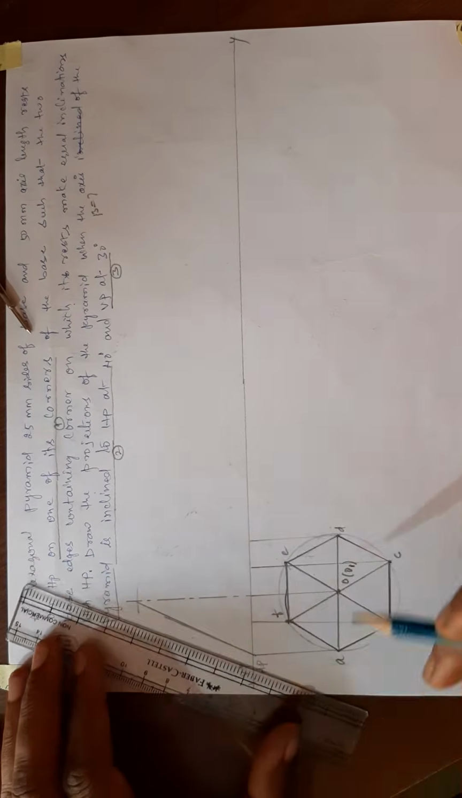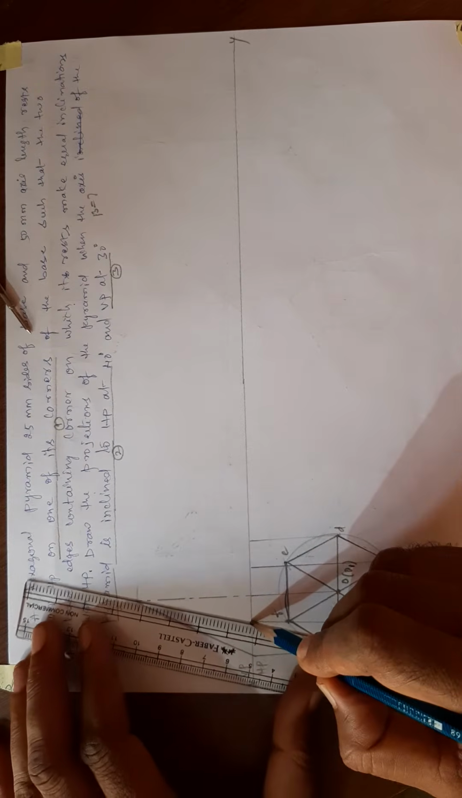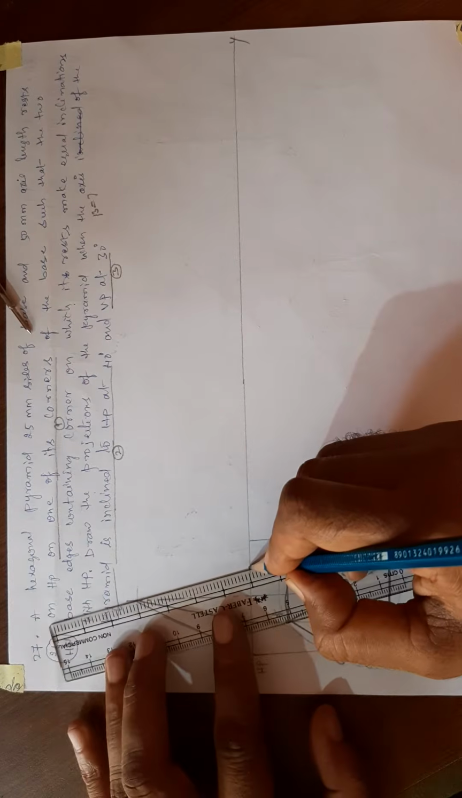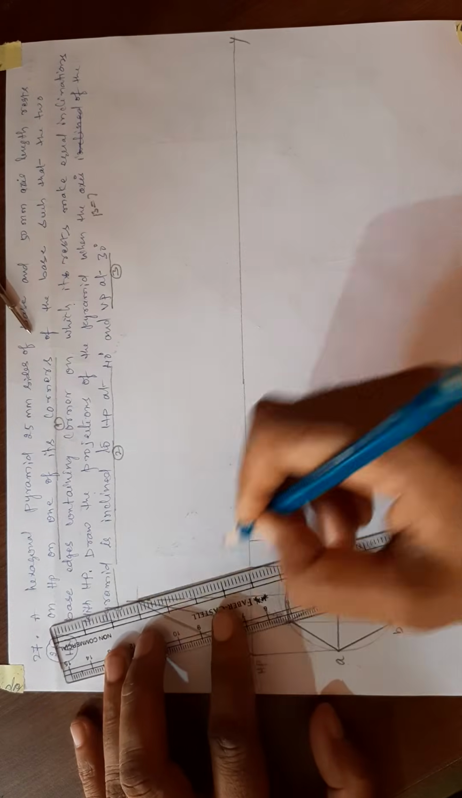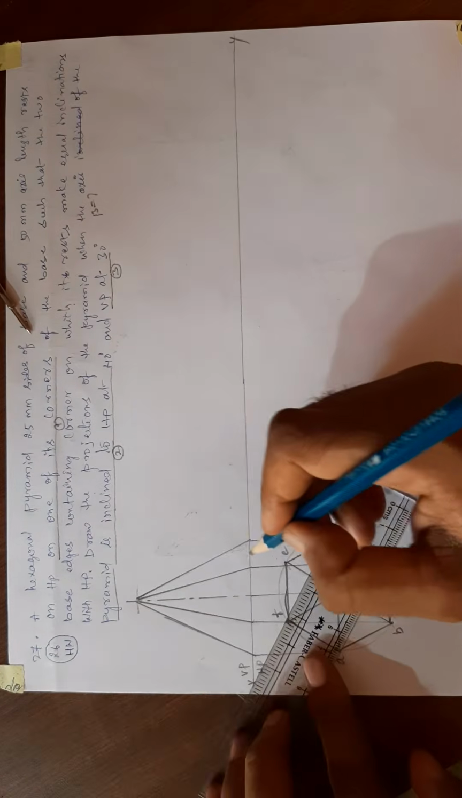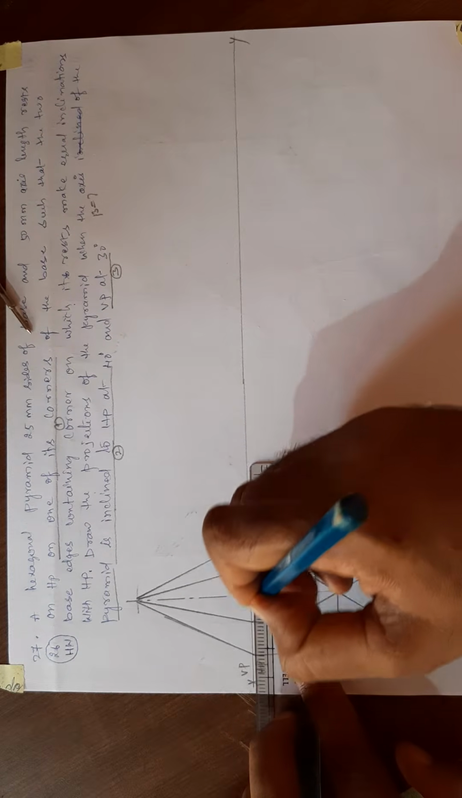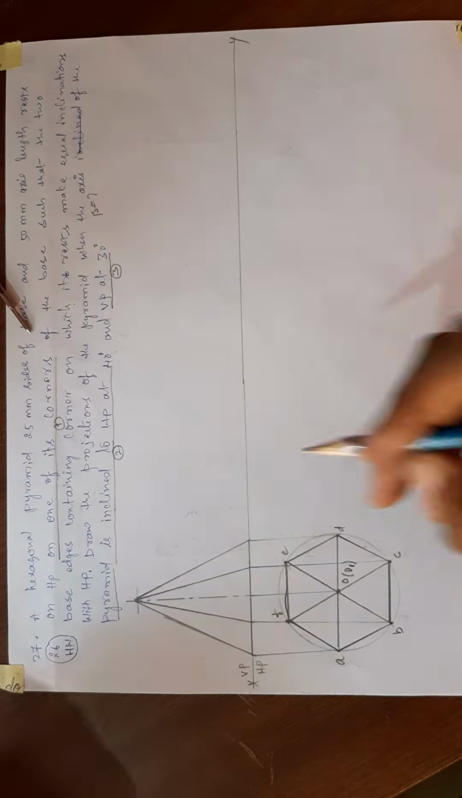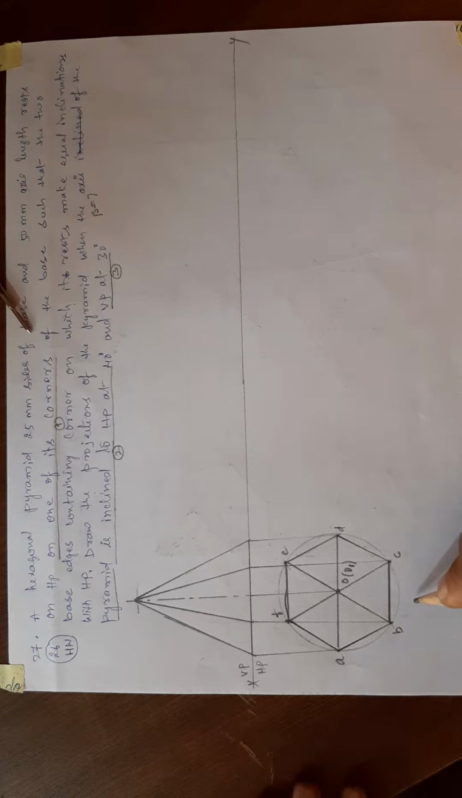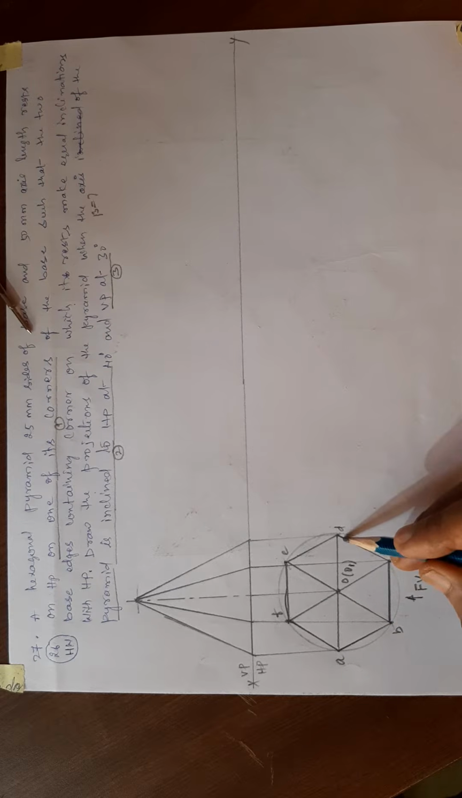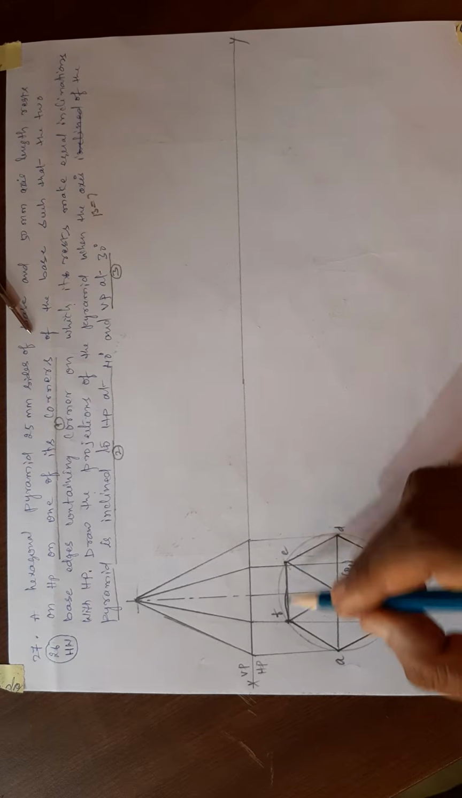Join all the edges. This edge is also visible in the front view, and this edge also visible in the front view. So make the base thick. Now see, this is the apex. Then this is the front view. In the front view, A, B, C, D are visible, only E, F invisible.